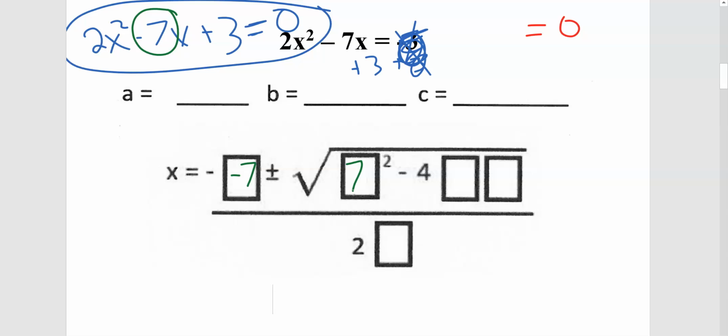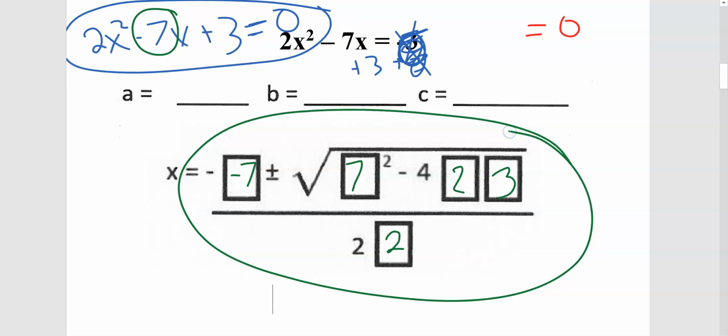So I've got the b term -7 squared minus 4 times the a term 2 times the c term +3. All of that over 2 times the a term 2. This will work out correctly. If you had used -3, it's going to give you something different. So make sure you put your equation in standard form. Make sure you're paying attention to these signs. And again, signs are important.